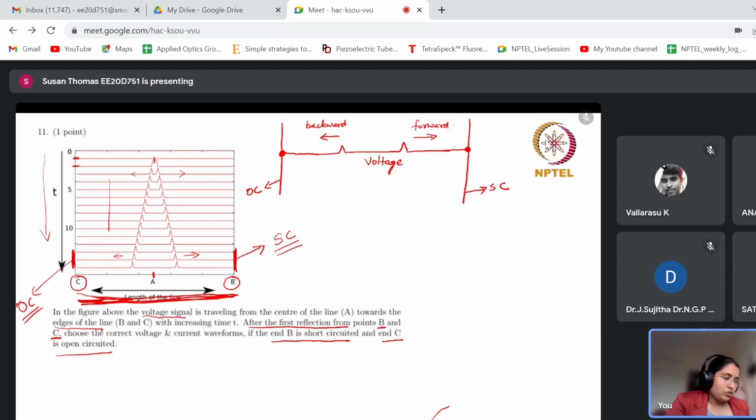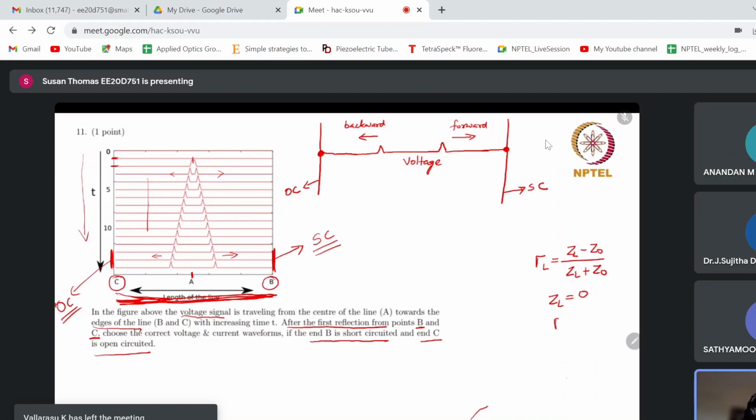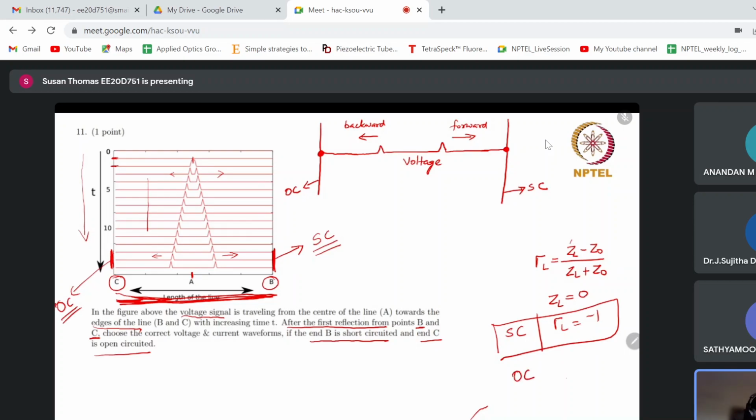Now we need to understand what happens at the short circuit boundary. All of you know what is gamma L, that is the reflection coefficient. Let's start from the very basic: ZL minus Z0 by ZL plus Z0. That is the basic equation of a reflection coefficient. When there is a short circuit, ZL is 0 and gamma L is equal to minus 1. In case of open circuit, ZL is infinity. You all know that I don't have to derive it again. So gamma L is equal to 1.